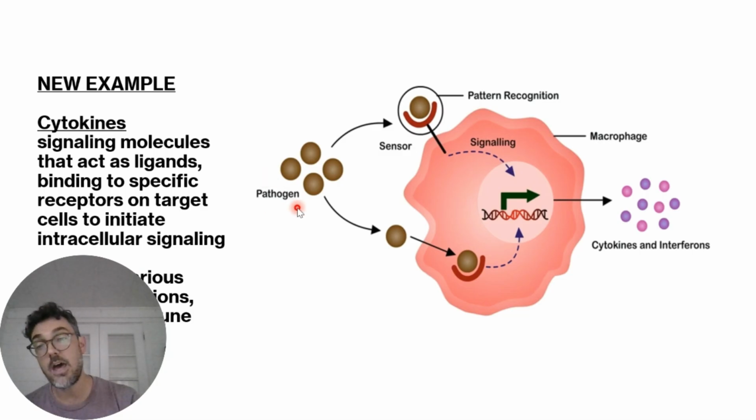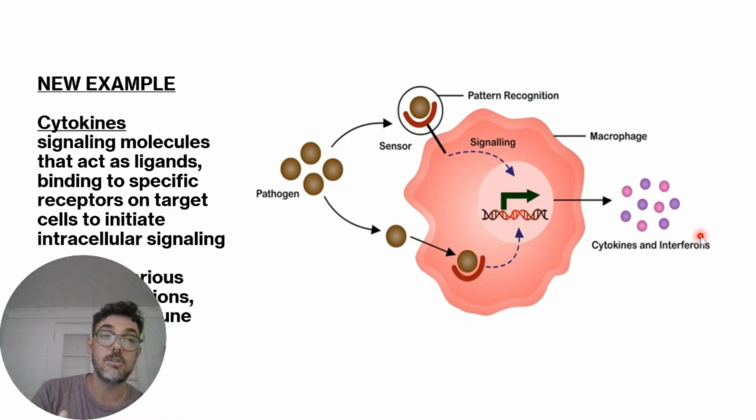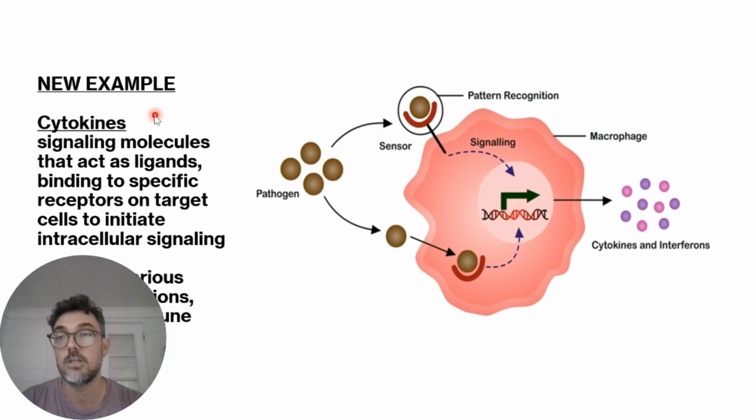But what we did not discuss, the new stuff, is that the macrophage, in addition to this really wonderful stuff, will then also start to alter gene expression and make proteins, which then go and bind to receptors on other cells to recruit them to fight off infection as well. So what are these proteins? They are called cytokines.